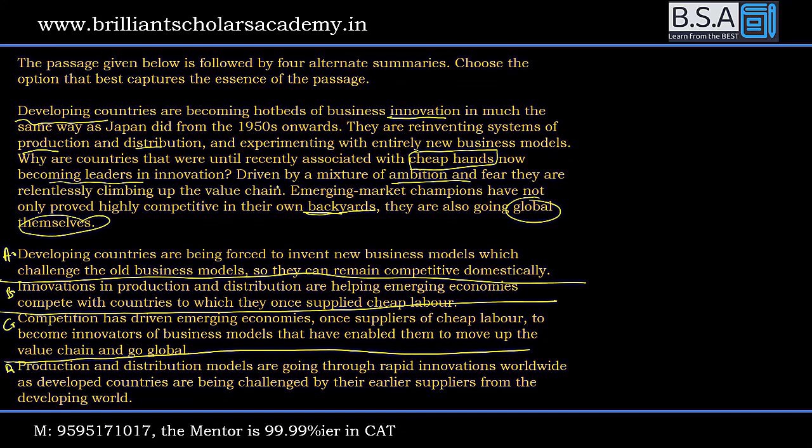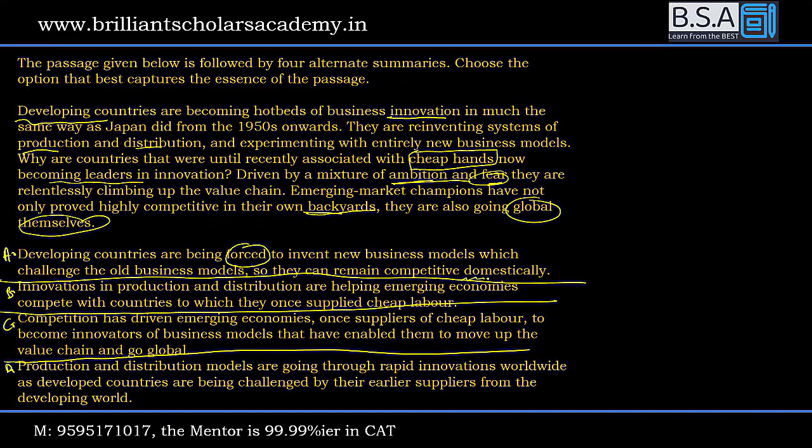And how are they driven? They are driven by ambition to grow and fear. Fear of what? We do not know yet. Developing countries are being forced to invent new business models which challenge old business models so they can remain competitive domestically.